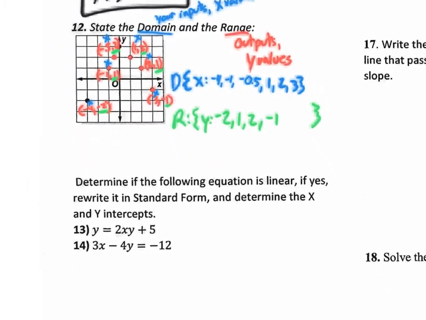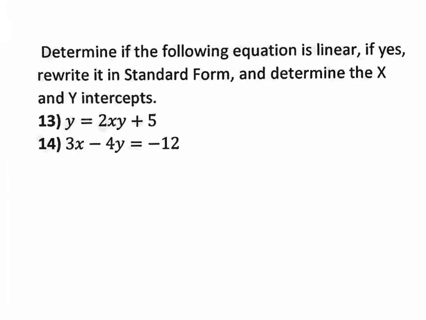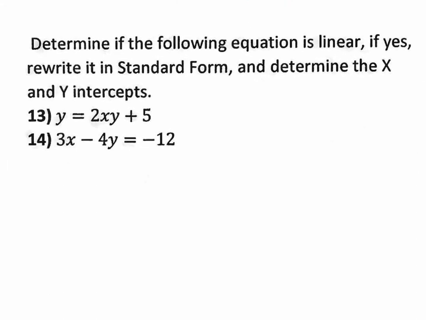Moving on to number 13 and 14, it says determine if the following equation is linear. Once again, linear equations cannot have letters that are squared. Can't have x squared, cannot have y squared, or y to the third, or x to the third. You cannot have a fraction with x in the denominator. So for example, if I would have said y equals 3 divided by x, that would no longer be a linear equation. It'd be some other type of curve. Okay? But obviously that doesn't happen on 13 or 14.